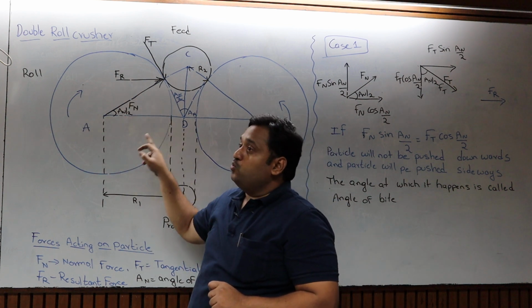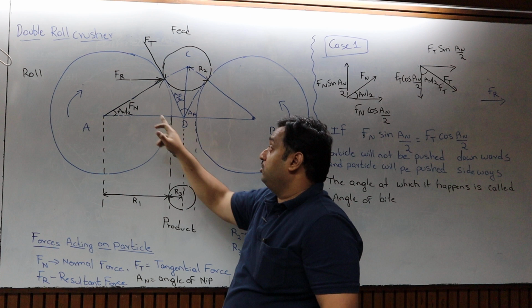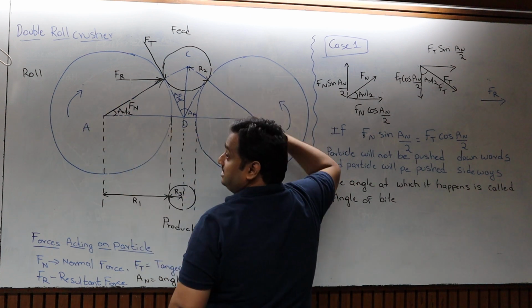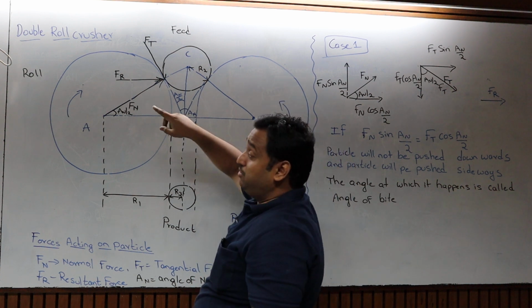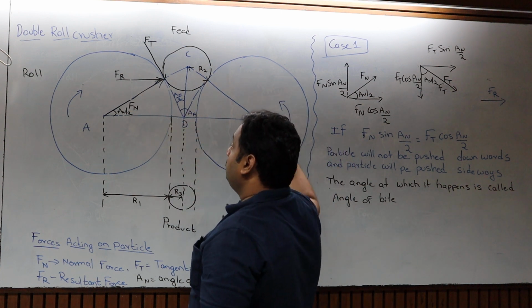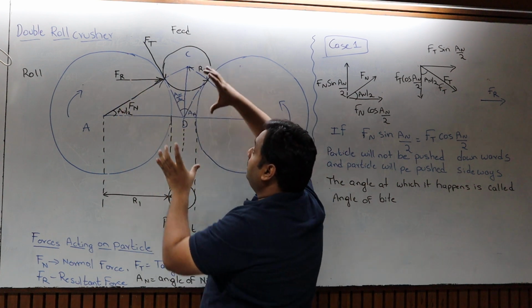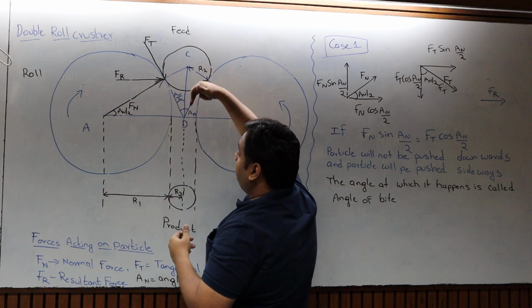These are two rolls. One rotates in the clockwise direction, and the other rotates in the anti-clockwise direction. If you put any feed particle here, it will be crushed.